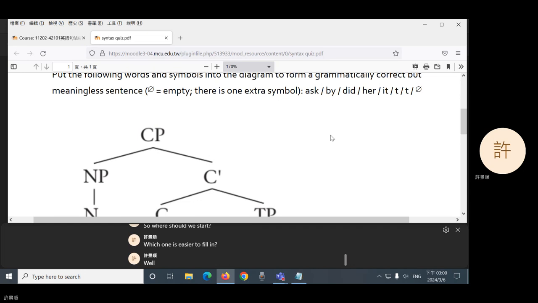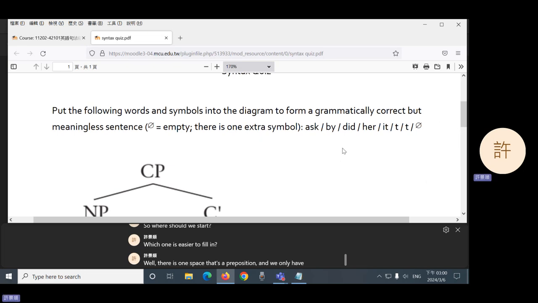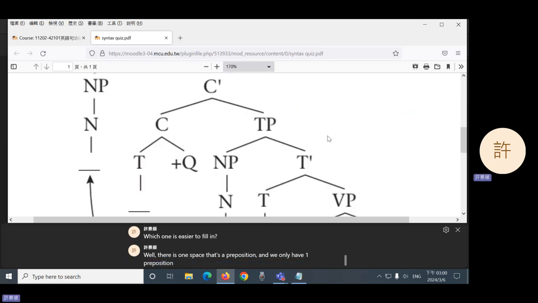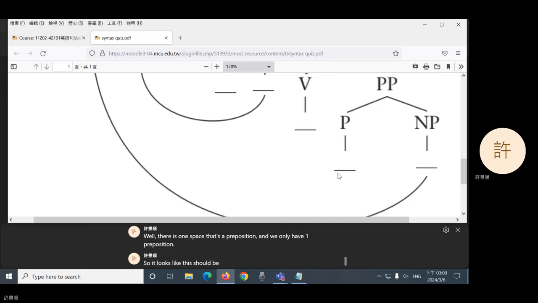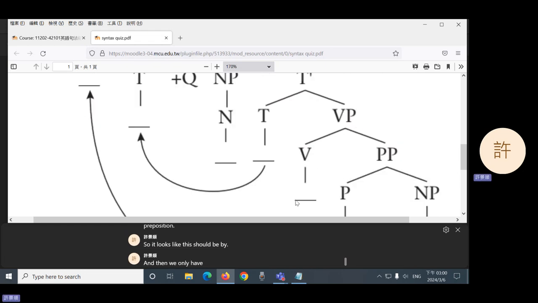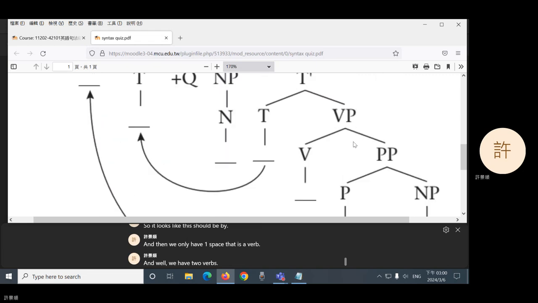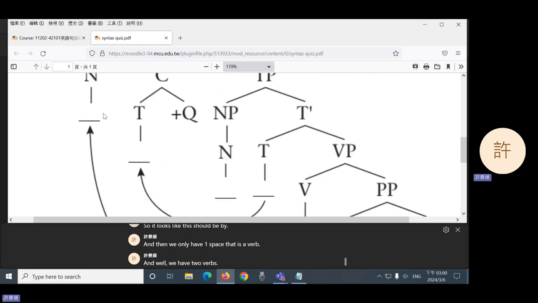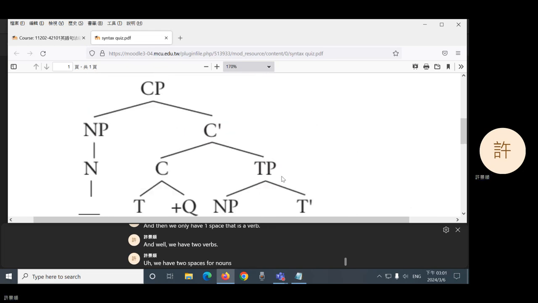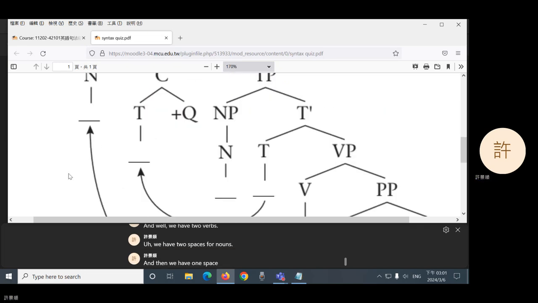Well, there's one space that's a preposition, and we only have one preposition. So it looks like this should be "by." And then we only have one space that is a verb. And, well, we have two verbs. We have two spaces for nouns. And then we have one space, this one, or this one.